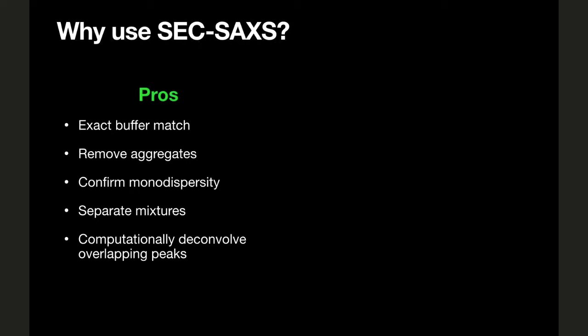By analyzing the data carefully, you can confirm that your sample is monodisperse. There's really one dominant conformation or dominant scattering species. You can also do advanced analysis to separate mixtures of things. If you have, for example, monomers and dimers, you can get both of those from the same experiment. And even when peaks are overlapping, meaning you can't actually purify your protein by SEC, you can still computationally purify the scattering. And I'll show some examples of that later. So that makes this really powerful.